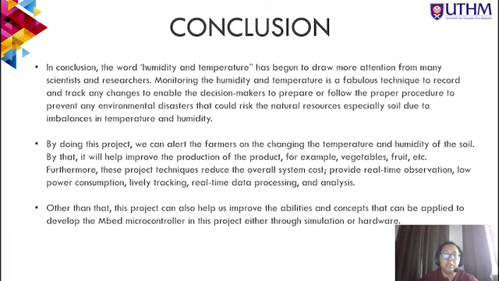In conclusion, humidity and temperature have begun to draw more attention from many scientists and researchers. Monitoring humidity and temperature is a fabulous technique to record and track any changes to enable the decision maker to prepare or follow the proper procedure to prevent any environmental disaster that could risk natural resources, especially soil, due to the imbalance in temperature and humidity. By doing this project, we can alert the farmer to changes in the temperature and humidity of the soil. By that, it will help improve the production of products, for example vegetables, fruit, and so on.